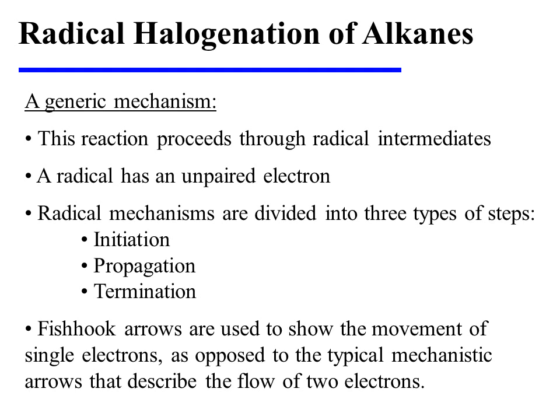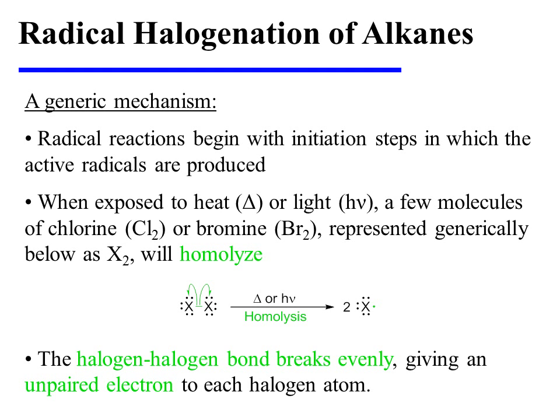As we draw radical mechanisms, the mechanistic steps will be divided into three categories: initiation, propagation, and termination. And as we draw these mechanisms, we will use fishhook arrows or single barbed arrows to show the movement of single electrons. This is in contrast to the typical mechanistic arrows that describe the flow of two electrons.